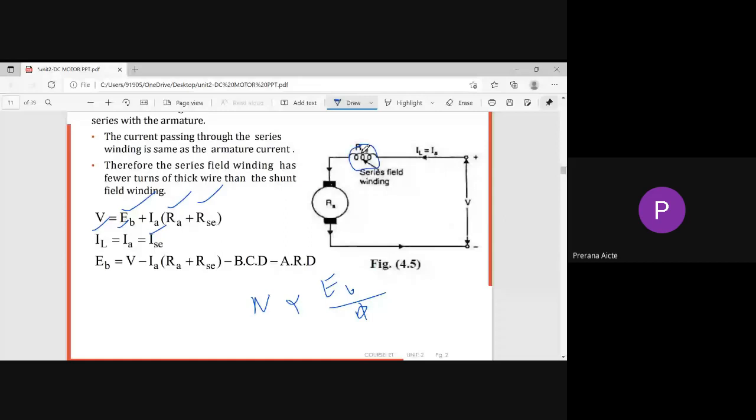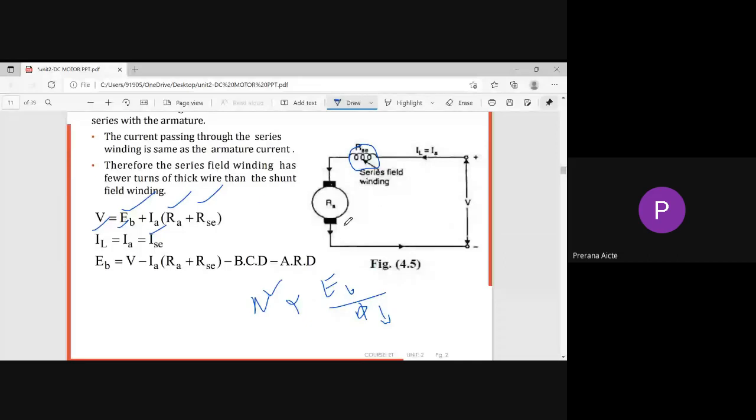Because of the small current entering the series field winding, the flux developed is very small. When the flux developed is very small, the speed of the motor becomes dangerously high. When the speed of the motor is dangerously high, the motor is going to be damaged. That's why we can never operate this series motor under no load condition. Always we have to place some load.